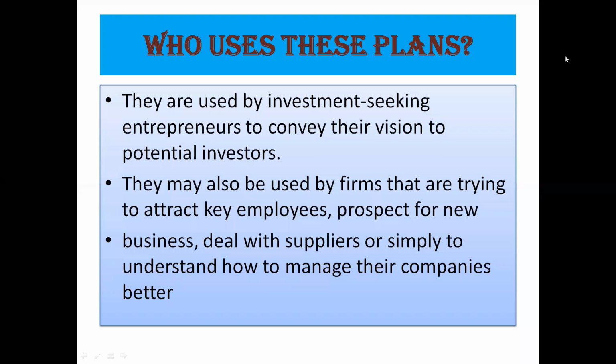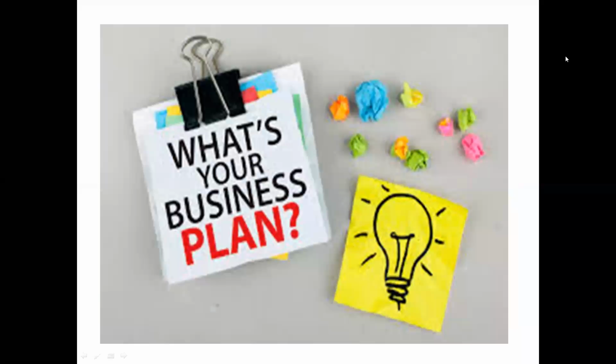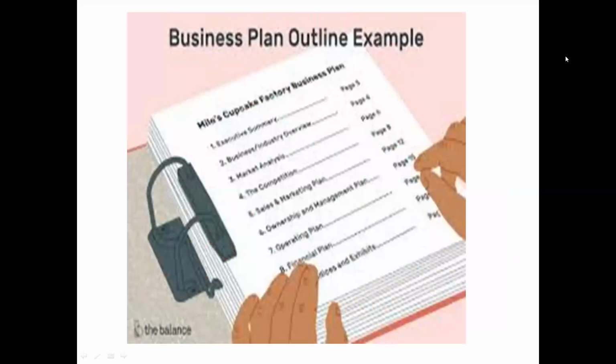And also it can be used by those firms so that they can attract the prospective employees and create new prospects for their business and basically to understand how the management of the company can be managed better. That is the main aim of the business plan. So what is the business plan outline? It consists of executive summary, opportunities, products and services, business service, marketing and sales, operating plan, milestones and metrics, team and financial plan. So all these are the constituents of an ideal business plan.